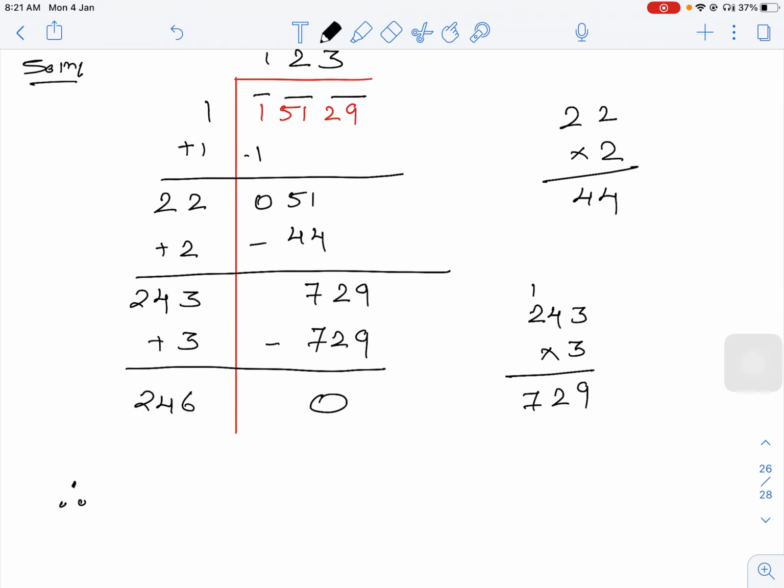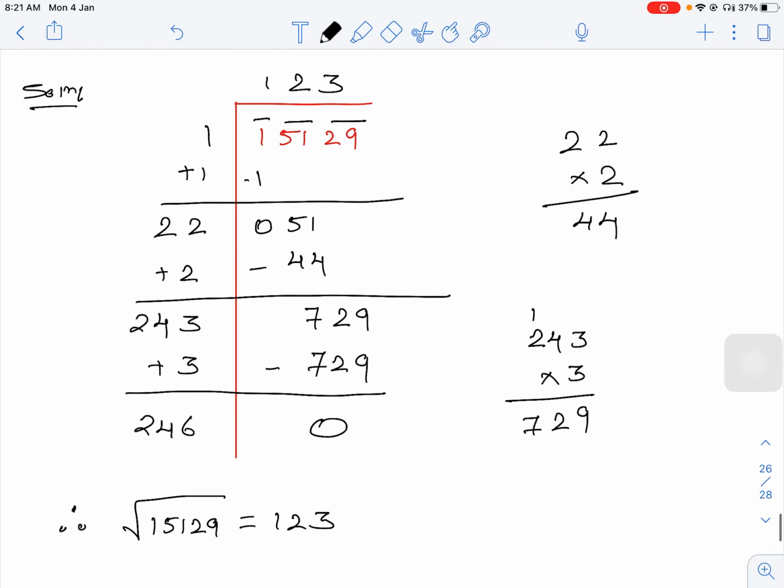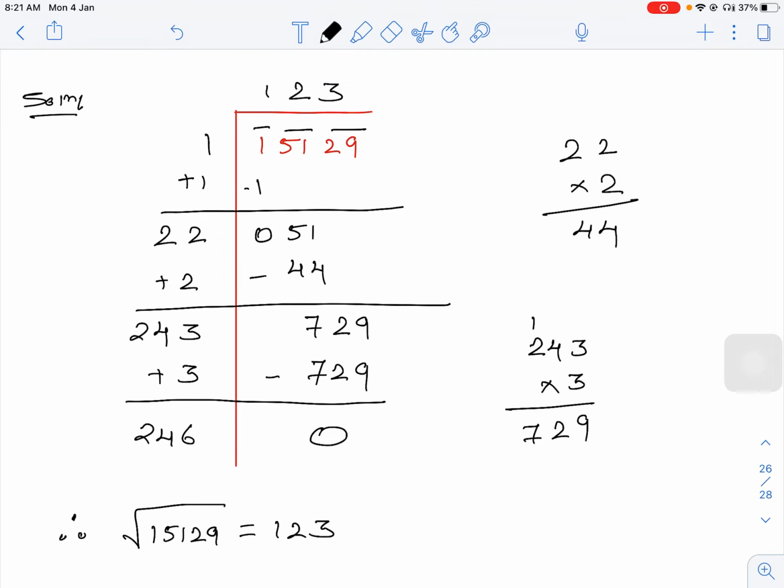Therefore, square root of 15129 is equal to 123. Okay, so this much is enough for today. Hope you all must have understood up till here.